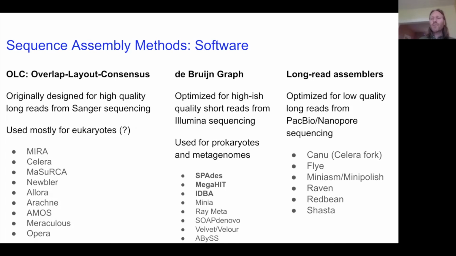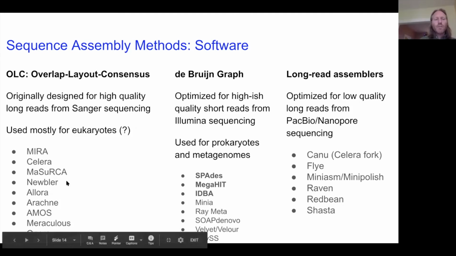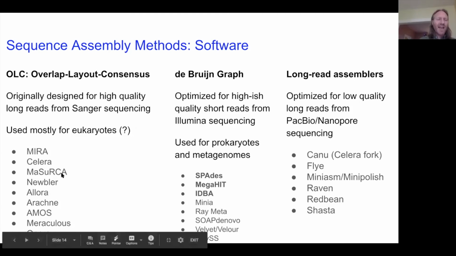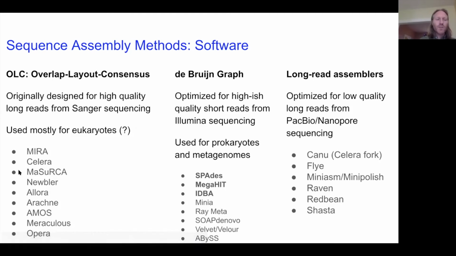So there's kind of three classes that we've broken them down here to. On the left is the OLC assemblers, which were originally designed for like the Human Genome Project, and which used Sanger sequencing, which had very long, high quality reads. And my understanding today is that for most of these, they're used still in eukaryotic genome sequencing. I haven't used any of these ones on the left, which is why I say that. But if you know different, feel free to speak up.